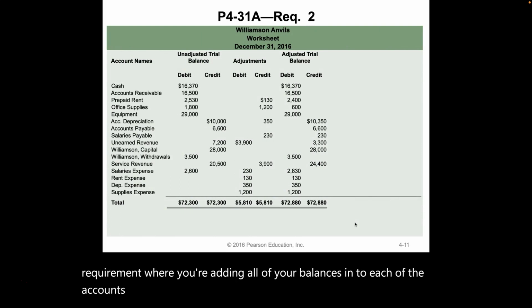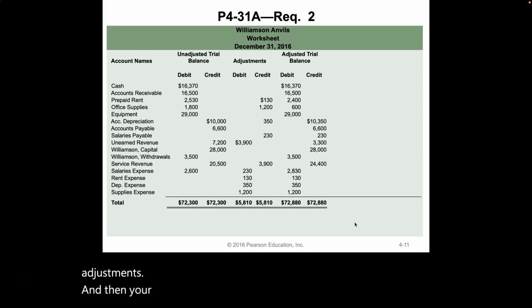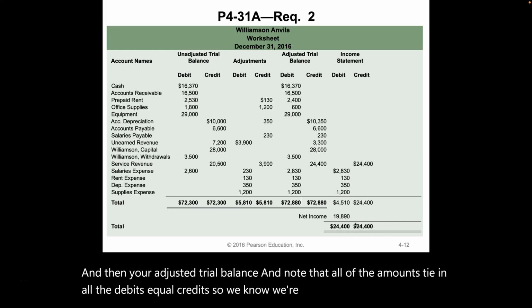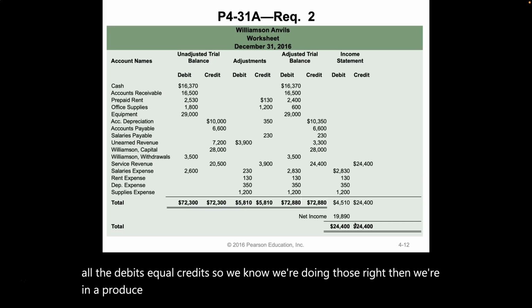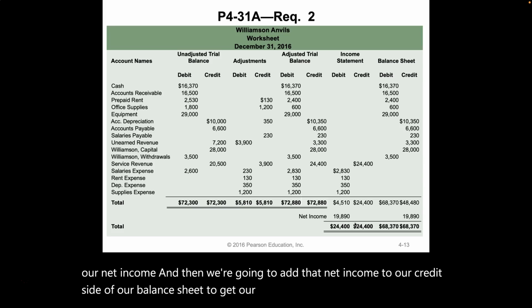And then here's your second requirement, where you're filling in your worksheet that has your unadjusted trial balance, your adjustments, and then your adjusted trial balance. Note that all of the amounts tie in. All the debits equal the credits, so we know we're doing those right. Then we're going to produce our income statement, which is revenues minus expenses, to get our net income. And then we're going to add that net income to the credit side of our balance sheet to get our total assets equals our total liabilities plus owner's equity.